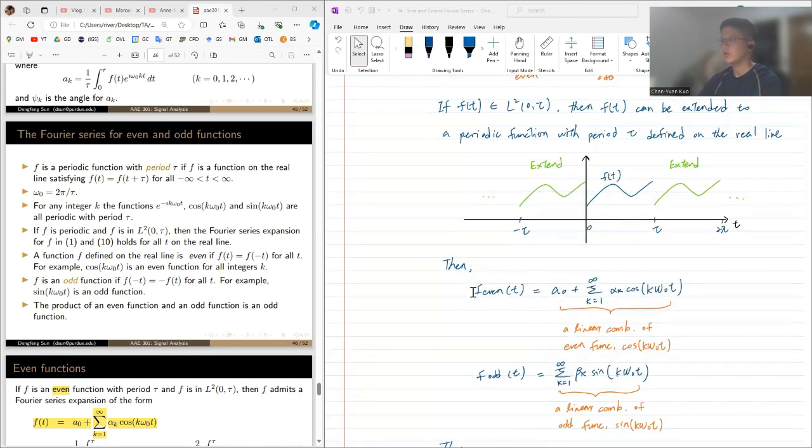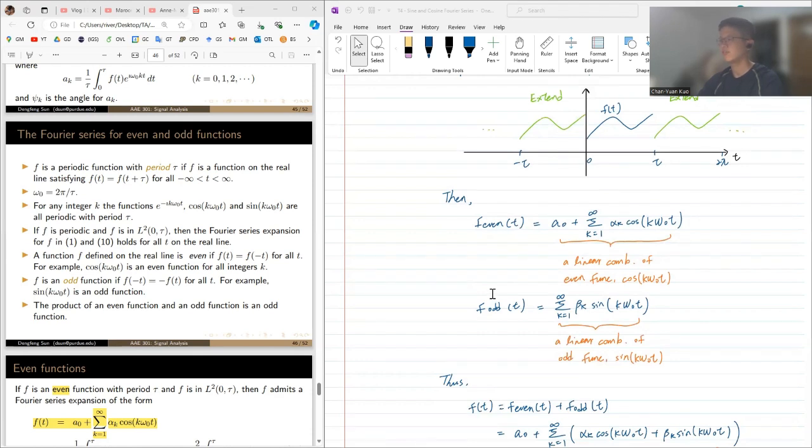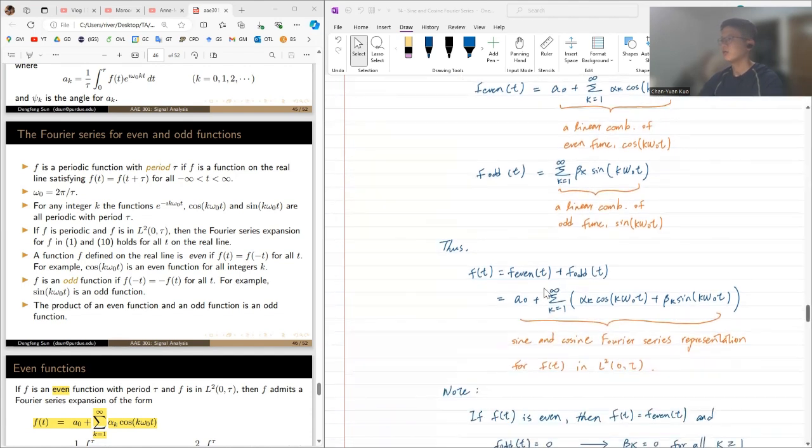And as you can imagine, we can now express the even part of the function f of t as a linear combination of the even functions cosine of k omega naught t. Similarly, the odd part of the function f can also be expressed as a linear combination of the odd functions sine of k omega naught t. Now, when you combine the even part and the odd part together, what we'll end up with is actually the sine and cosine Fourier series representation for the function f in the Lebesgue space.